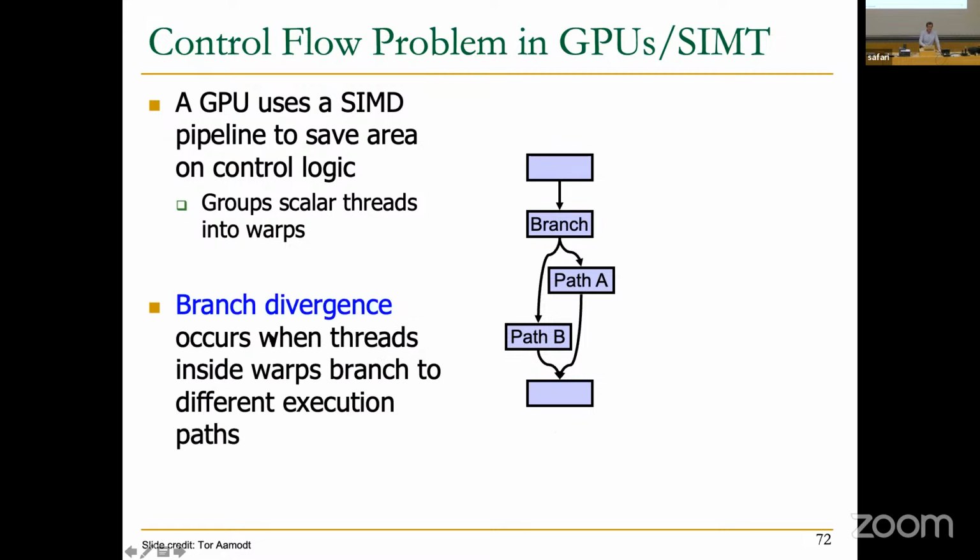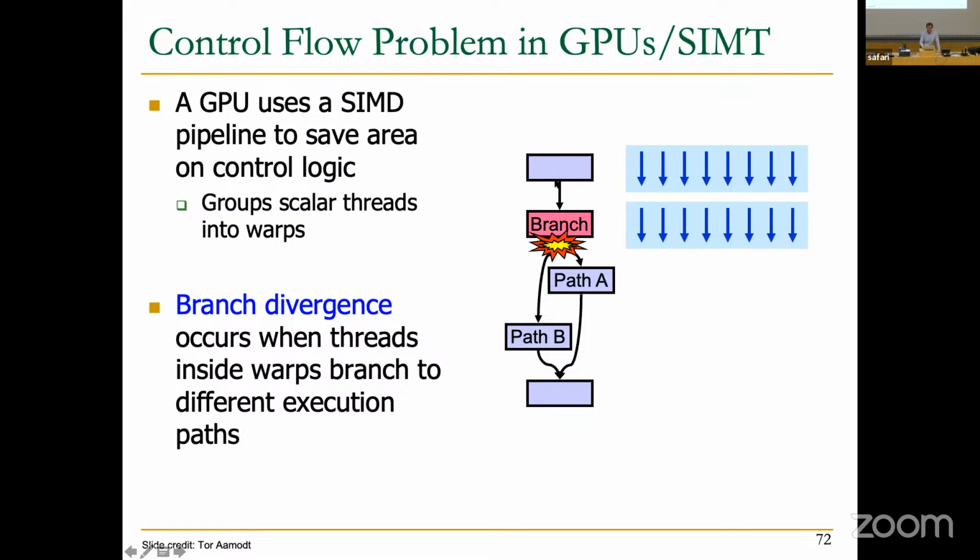So this problem is called the branch divergence problem. When threads inside warps branch to different execution paths, you have divergence inside the same warp across different threads. So let's take a look at this. Let's assume that we have 8 threads in a warp. I hope this is 8. Initially, they're at the same program counter. That's good. They all are supposed to execute this, right? And then they all are supposed to execute the branch instruction. That's good. Once you go to the branch, some of them execute this path. Now, what happens to threads over here?